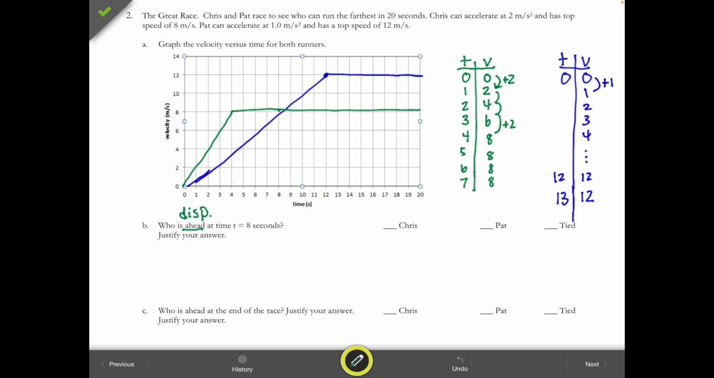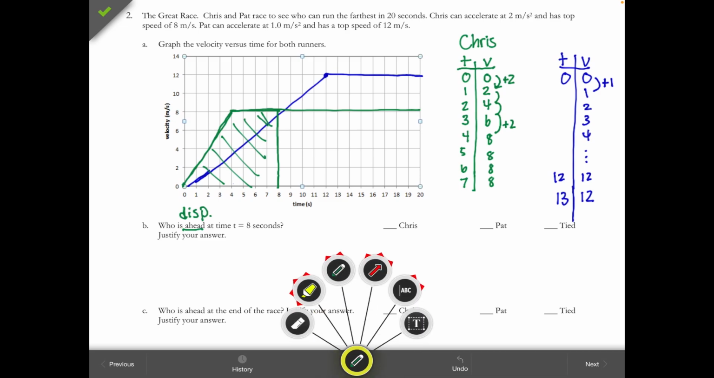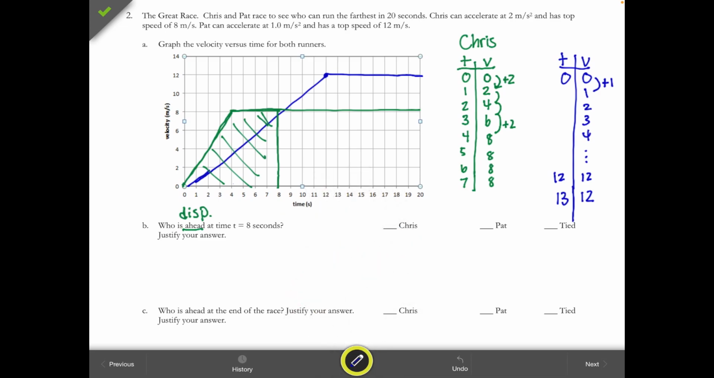So in this case, the area under the curve for Chris is going to be taking the area from the function, so that's this trapezoid right here, shading down to the x-axis here. But for Pat, the area under the curve would be tracing the function for the first 8 seconds and shading down to the x-axis. Hey, notice this for me.